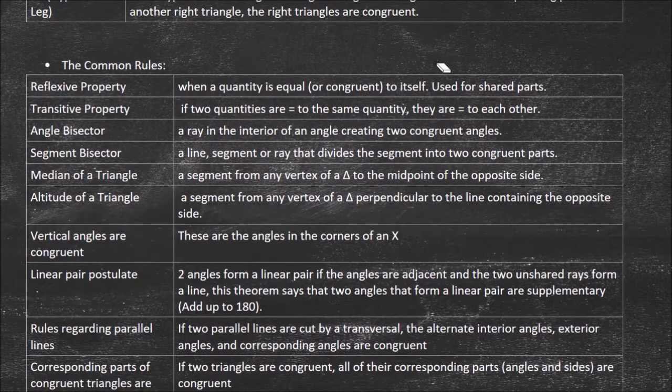It sounds like a weird one: a quantity is equal or congruent to itself. Of course it is. It's just something you need to write down when you're doing proofs, to make sure you write it out before you put it in your side angle side combination.